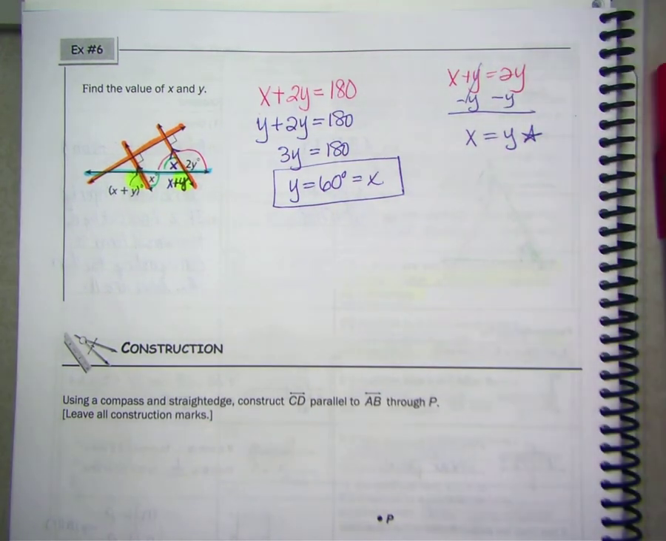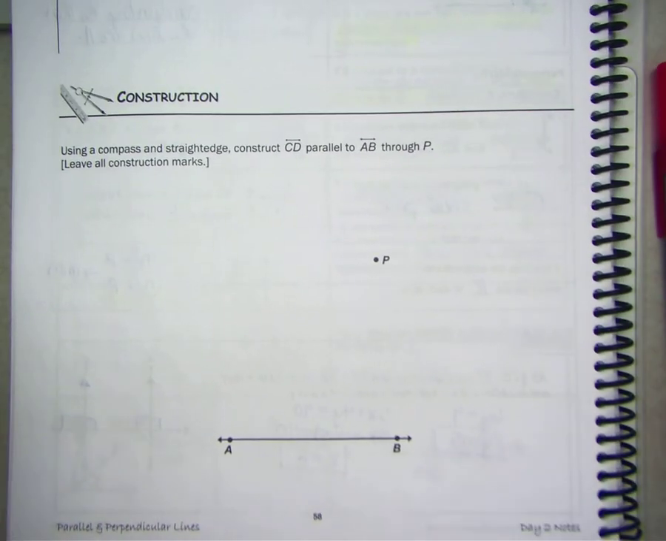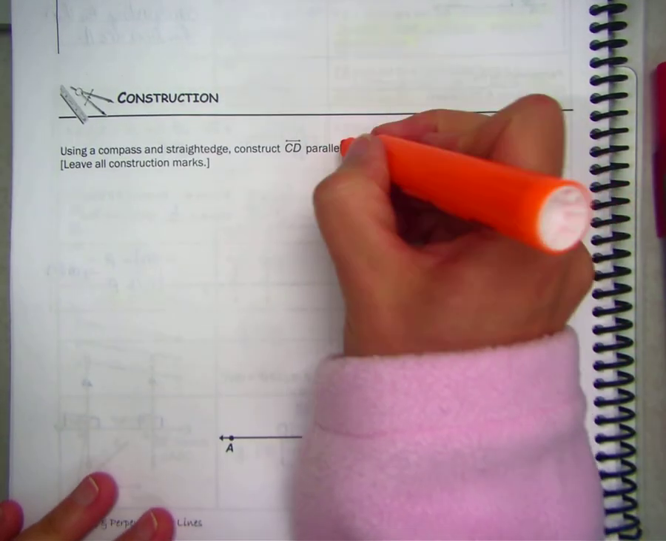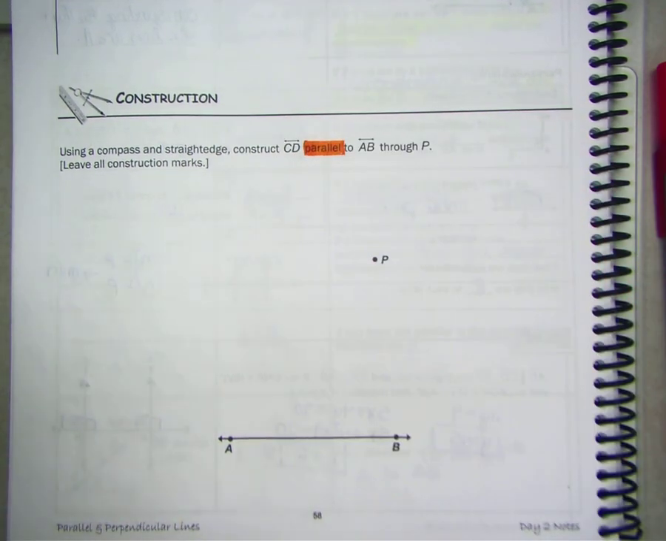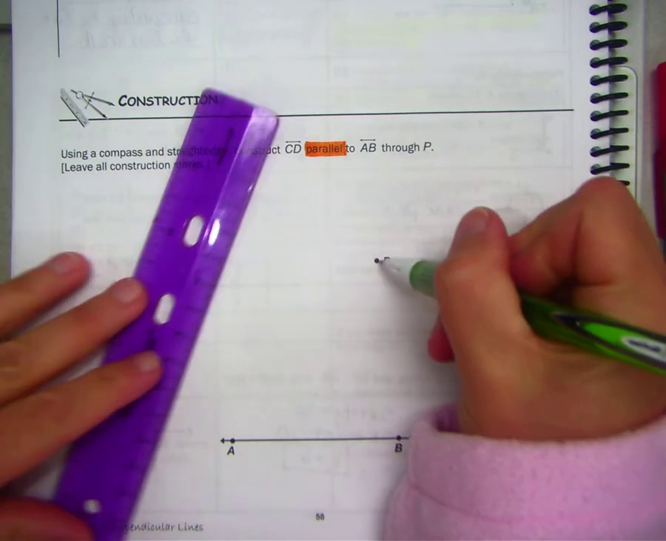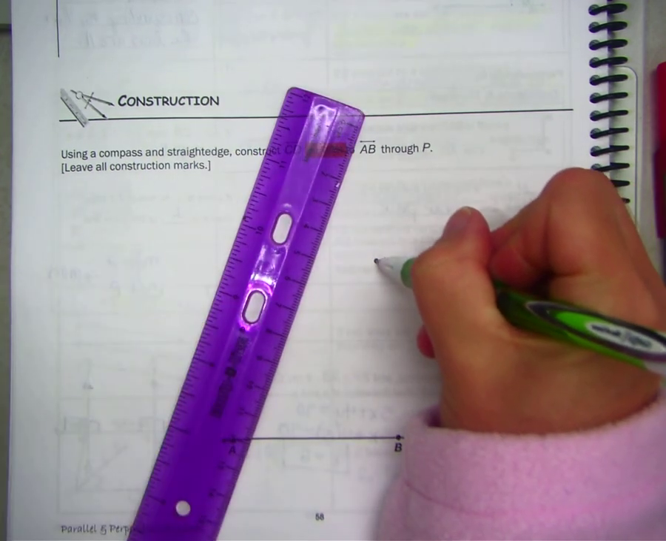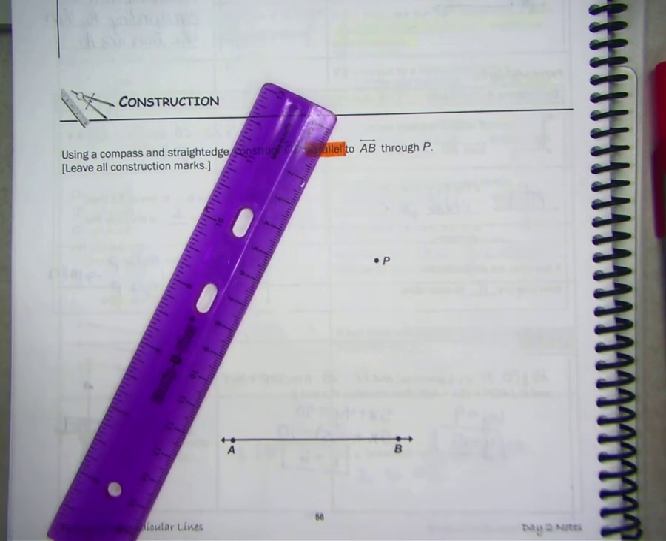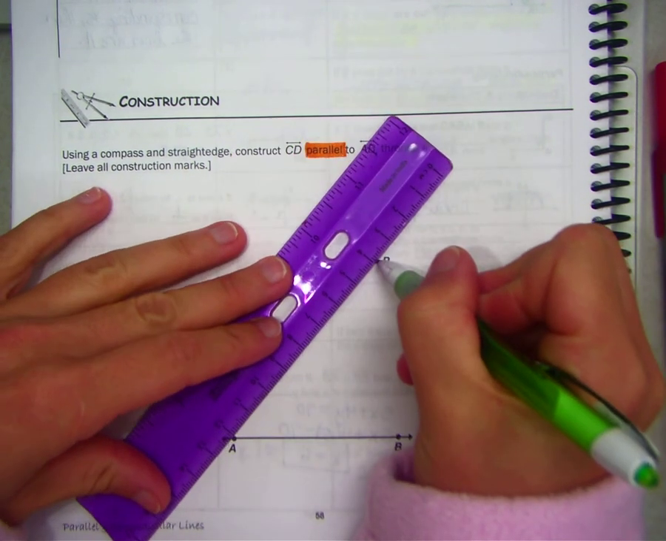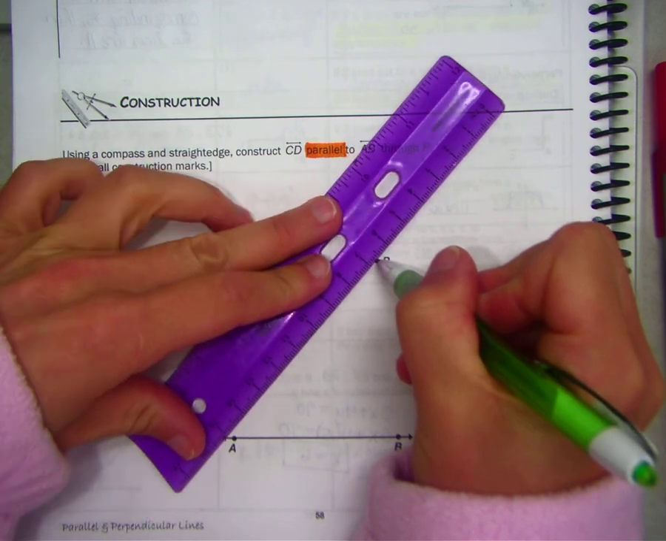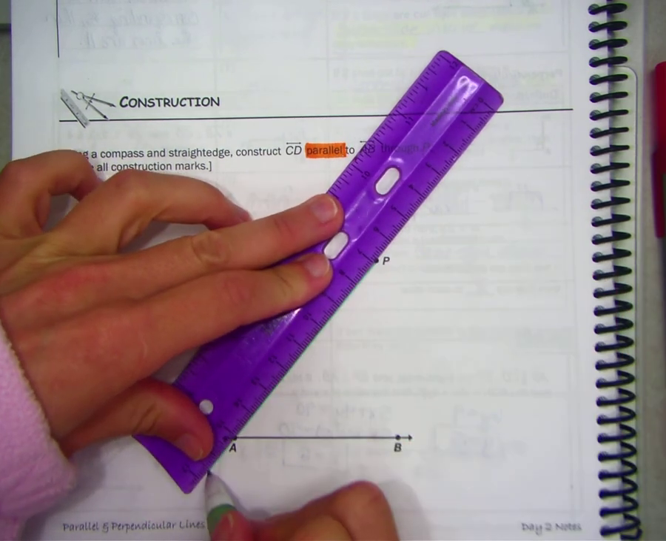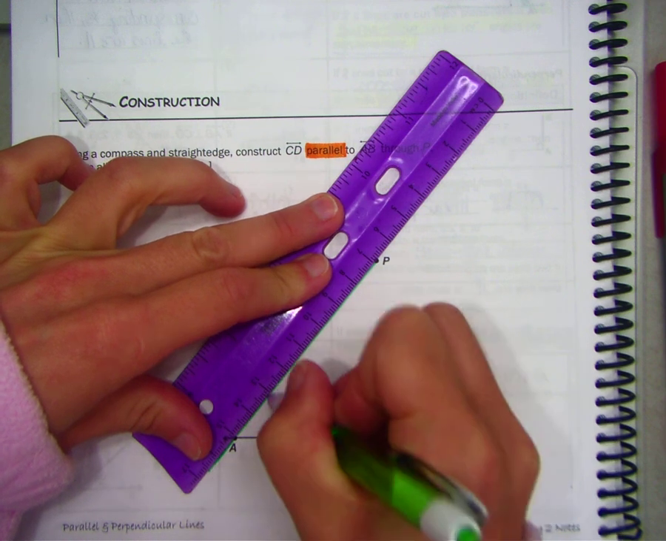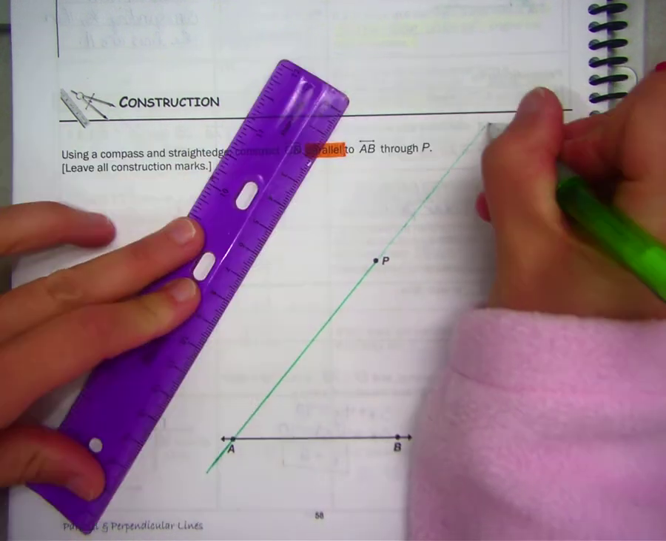And last, we're going to finish with a construction. So in any parallel line construction, so watch out for the word parallel or perpendicular, the first thing you do is draw your transversal. So I'll do that in green. You just need to draw it anywhere so that it intersects AB. It doesn't matter where it intersects. So if we all wanted to do it in the same spot for today's notes, let's just make it go through point A. Okay, you don't need to extend too far past A, but you want to extend as far as you can past P.